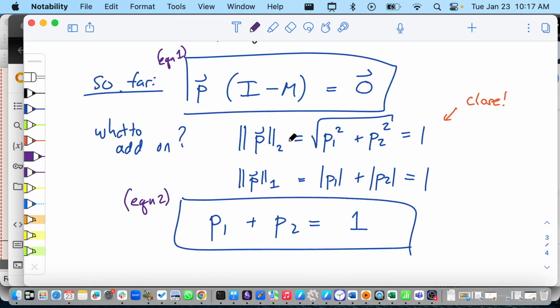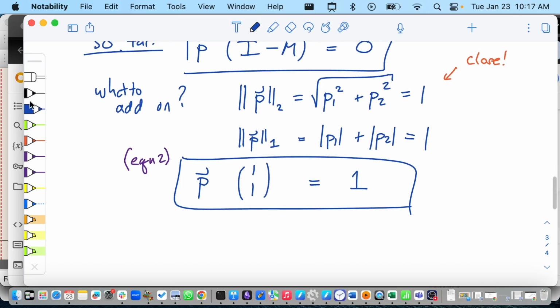We're going to stack the matrix I minus M with the matrix that encodes P1 plus P2 equals 1. To do that, we're going to rewrite this one as P1 plus P2 equals 1. We're going to write this as P vector times 1, 1. So P vector times 1, 1 equals 1. And now it looks a lot like the other equation. We can do both of these together as one big matrix. So you can make a matrix like this: equation 1 plus equation 2 together.